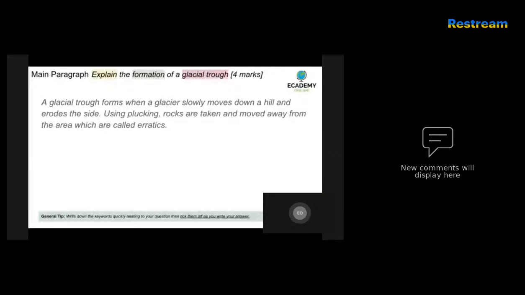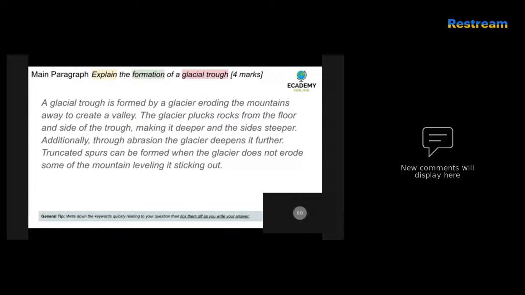Let's have a look at the next answer. A glacial trough is formed by a glacier eroding the mountains away to create a valley. The glacier plucks the rock from the floor and the side of the trough, making it deeper and the sides steeper. Additionally, through abrasion, the glacier deepens it further. Truncated spurs can be formed when the glacier does not erode some of the mountain, leveling it, sticking out.